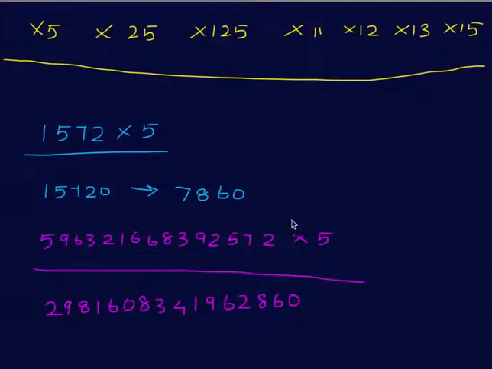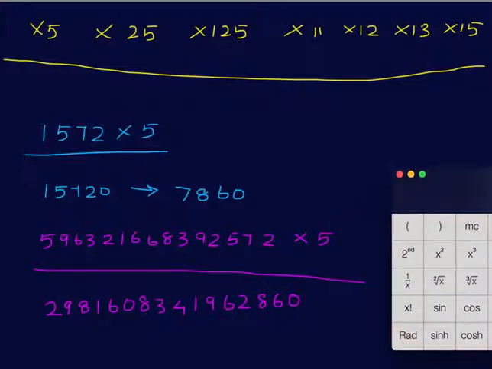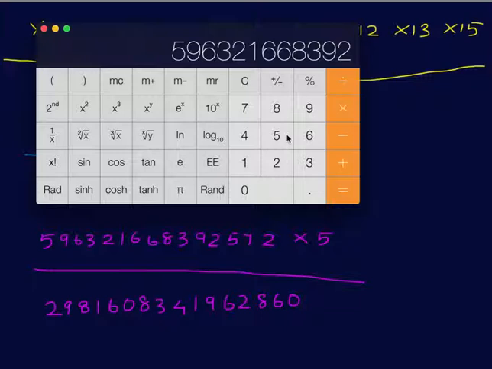Calculator. Okay, there it is. So where is our humongous number? There it is. Okay, let's take our number 596321668392572. We really took a large number. Okay, multiply this by 5 and the answer is 2981608341962860. Voila, that's the number we have here.